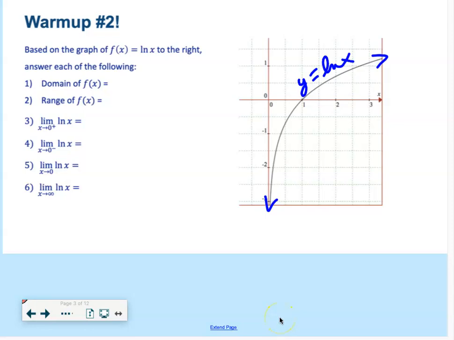Warm up to help refresh our brains on the graph of y equals natural log of x. So yesterday you got to refresh your brains on inverse trig. Today you get to refresh your brains on natural logs and regular logs too.